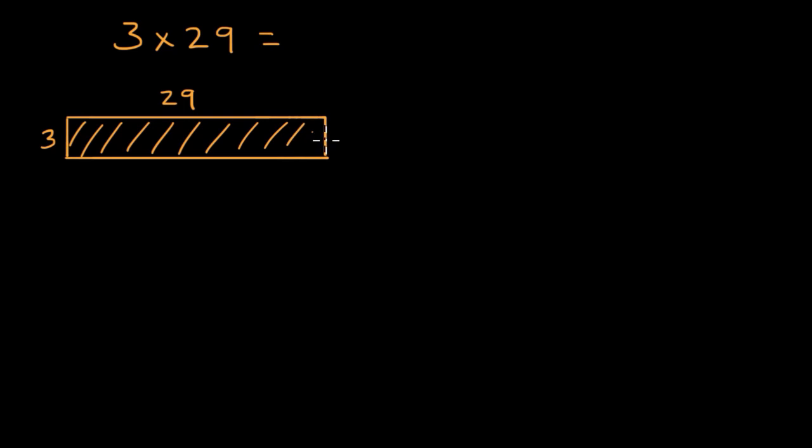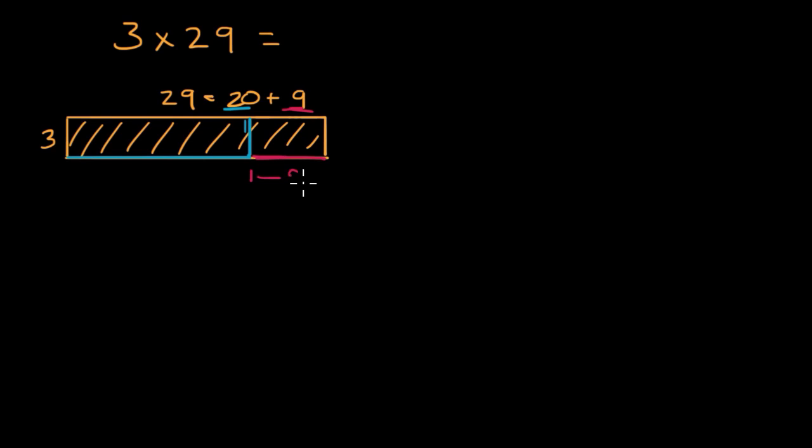So how can we use this area model? Well, one way to do it is to think about 29 as being the same thing as 20 plus 9. So for example, let's say that this part right over here is 20 units long in the blue. So I'm going to split up this rectangle. So that part right over here is 20 units long. And this part right over here is 9 units long.